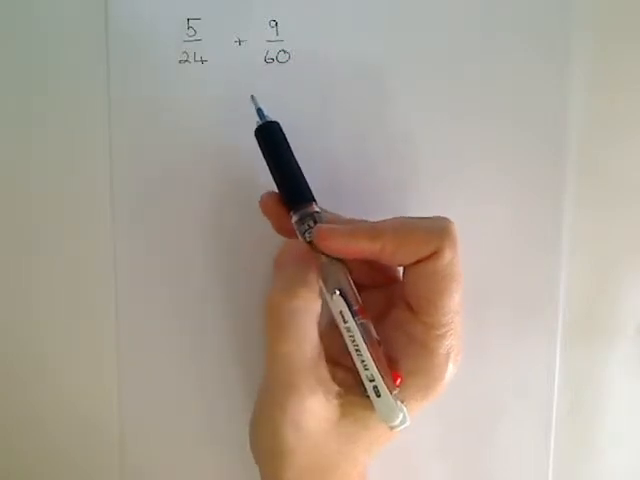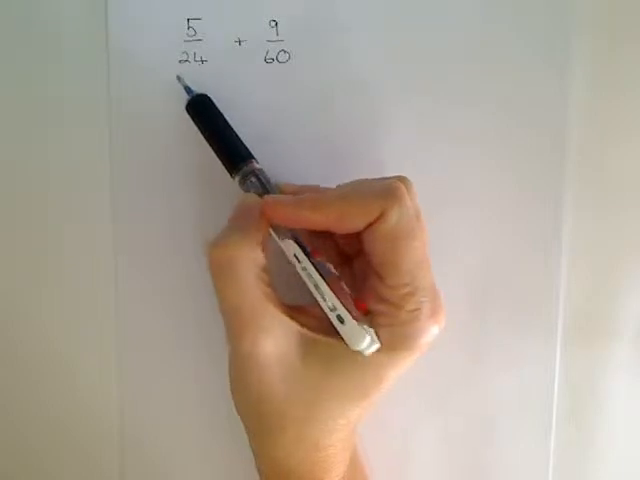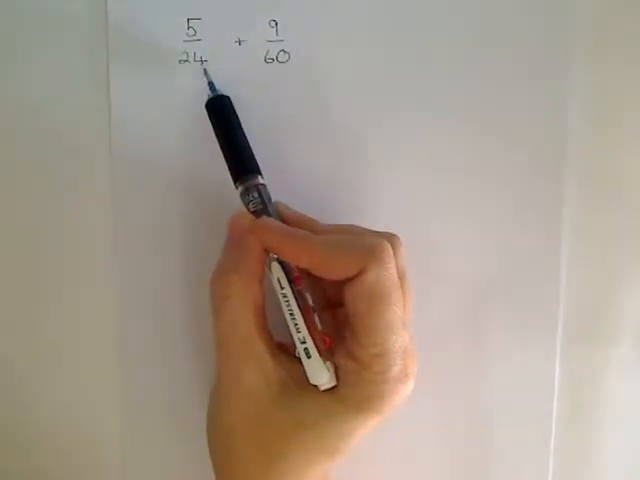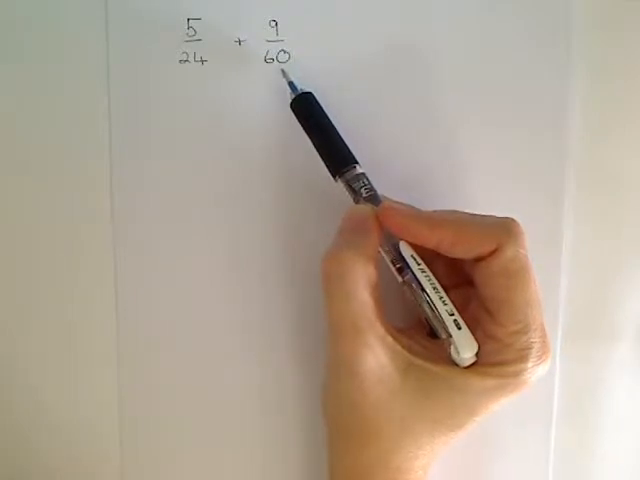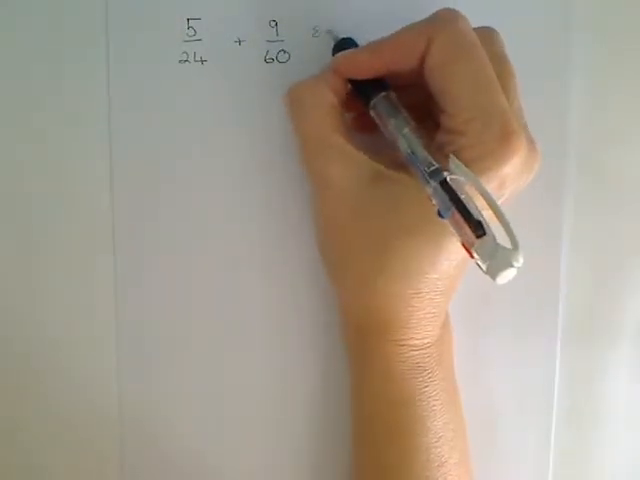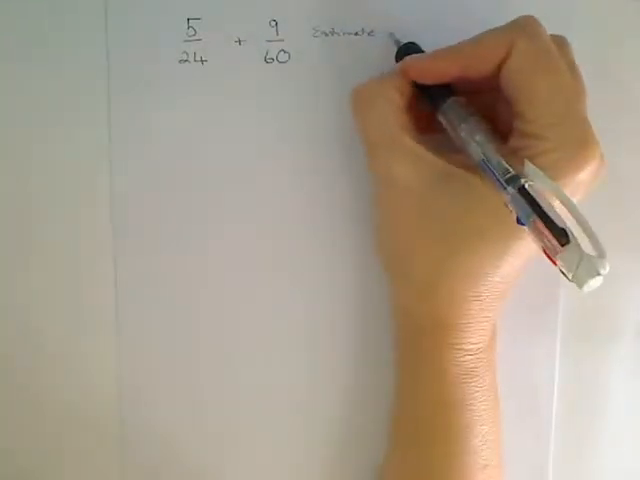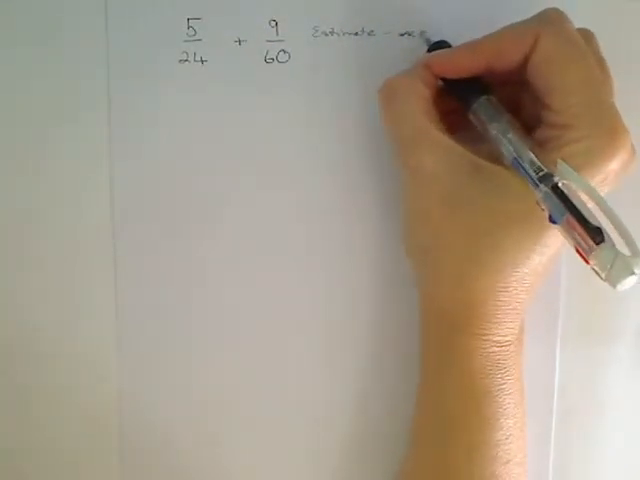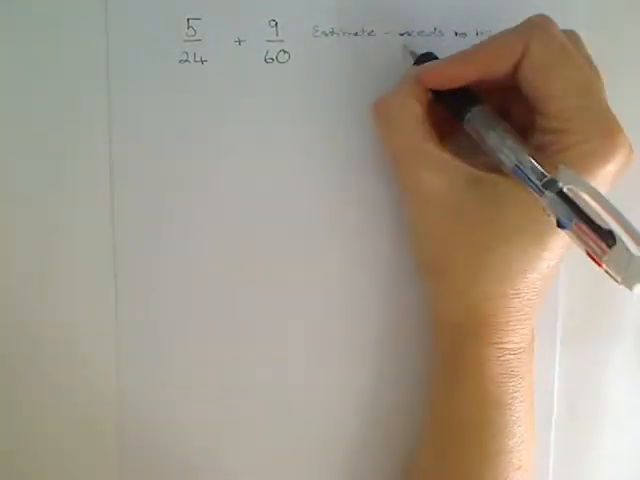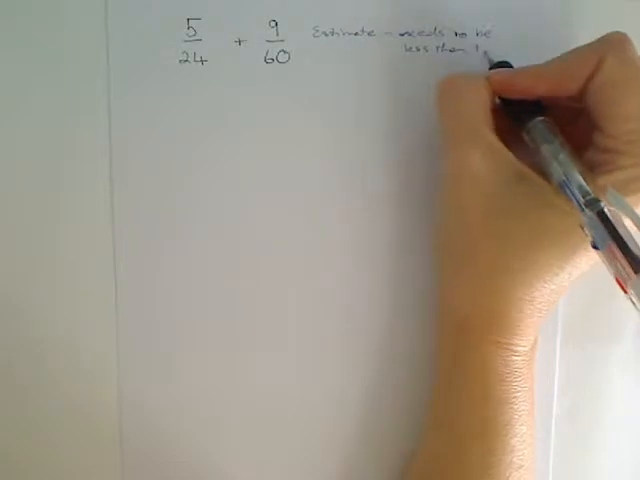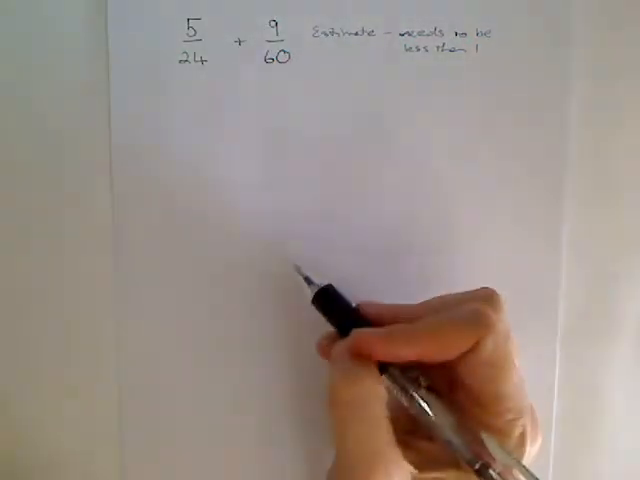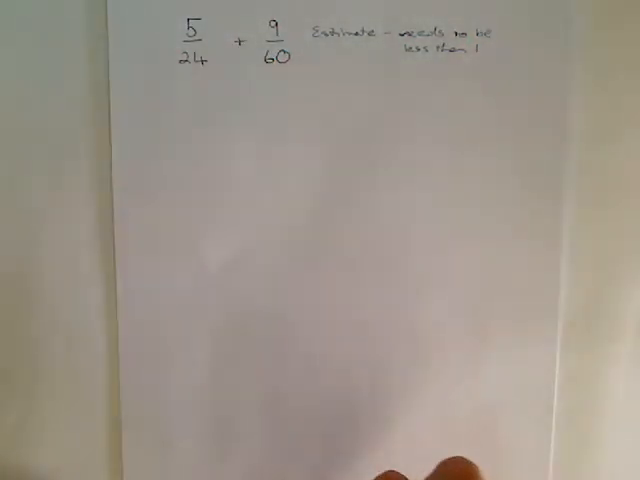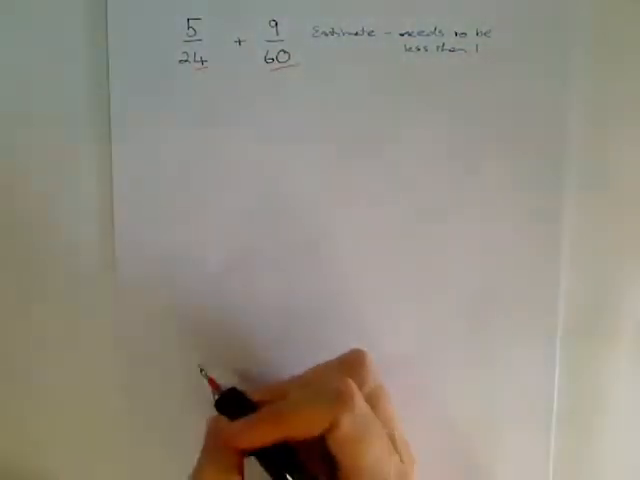Okay, so first of all I'm just going to estimate. What will my answer be? 5 out of 24 parts in a whole, that is not a lot at all. That's maybe a quarter, if that. 9 out of 60 parts of a whole, well, that's quite small too. So I would say that my estimate, I'm thinking my answer needs to be less than 1. And so if my final answer comes out to be much bigger, I'm going to remember to come back and have a look.